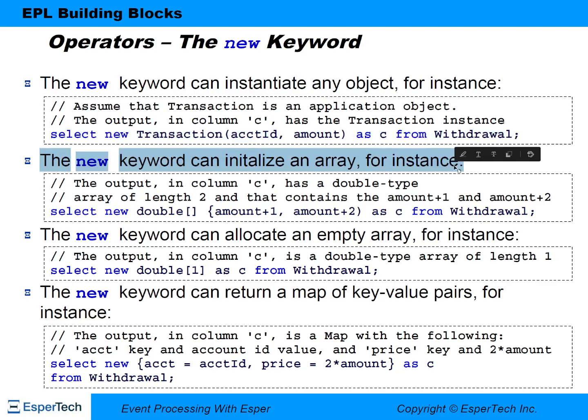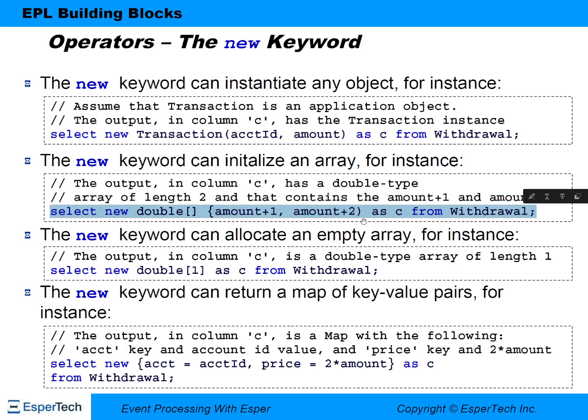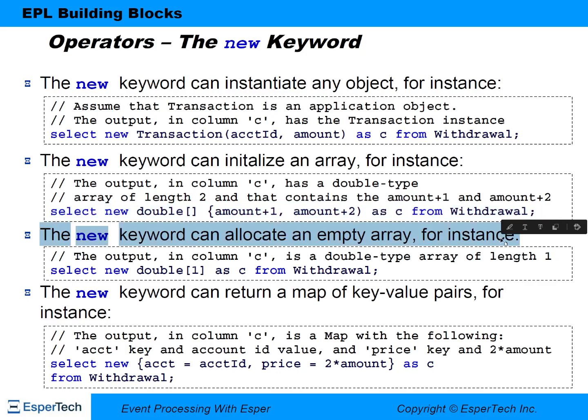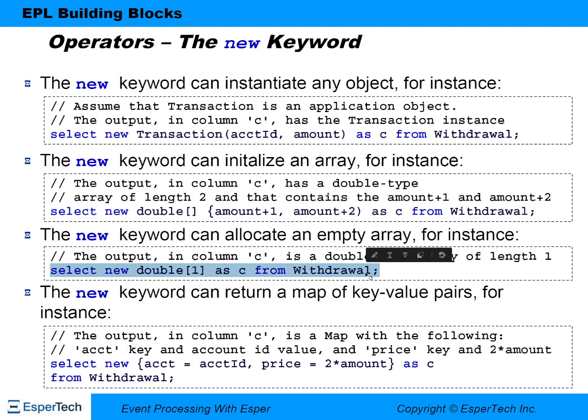The new keyword can initialize an array, for instance. The output, in column C, has a double type array of length 2 that contains the amount plus 1 and amount plus 2. Select new double brackets, curly braces, amount plus 1, amount plus 2, as C, from Withdrawal. The new keyword can allocate an empty array, for instance. The output, in column C, has a double type array of length 1. Select new double brackets 1, as C, from Withdrawal.